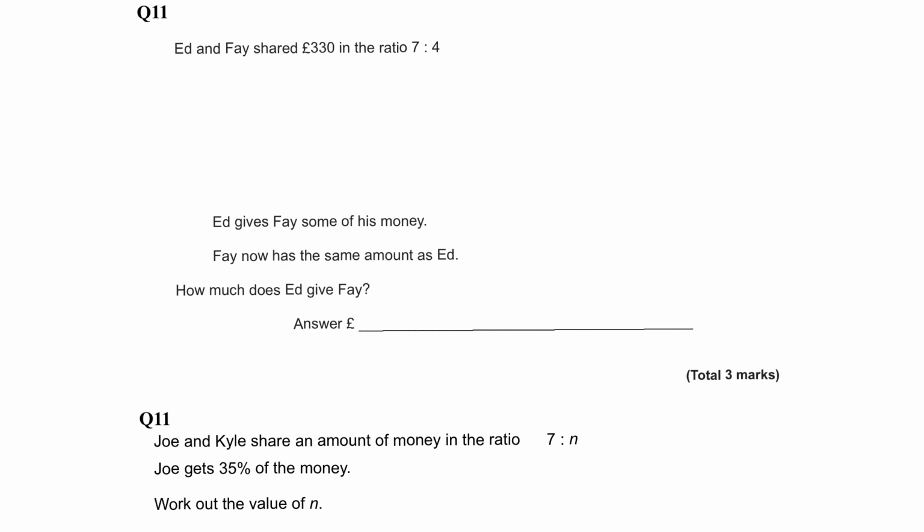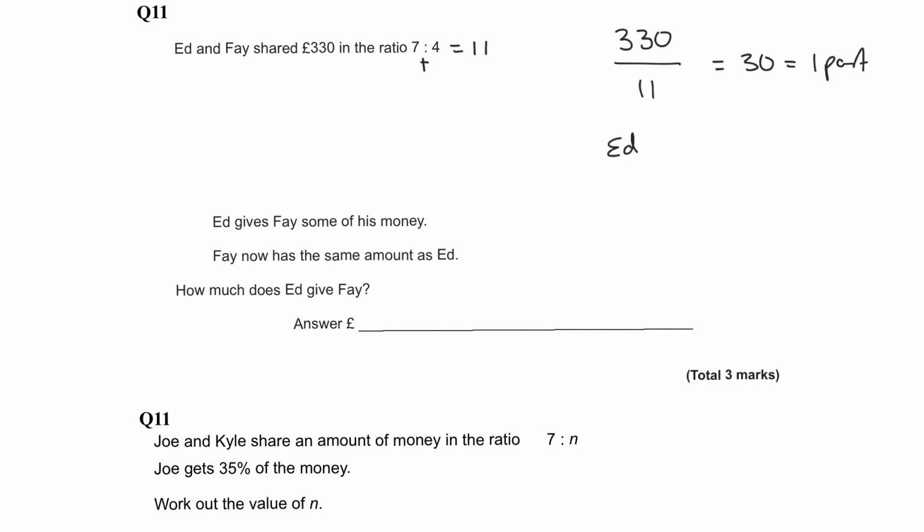So first of all, we need to work out how much money they both initially have from the ratio. If we add the ratio numbers together, 7 plus 4 gives you 11. So to work out what one part is equal to, you're going to do the total amount of money, which is 330, divided by 11, which should give you 30. Then that's equal to one part.